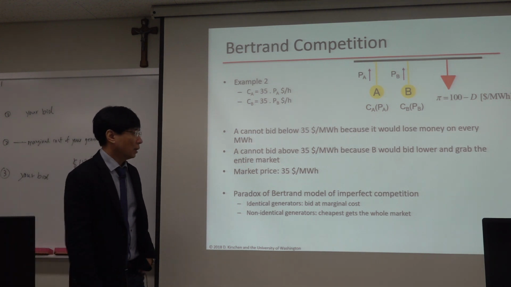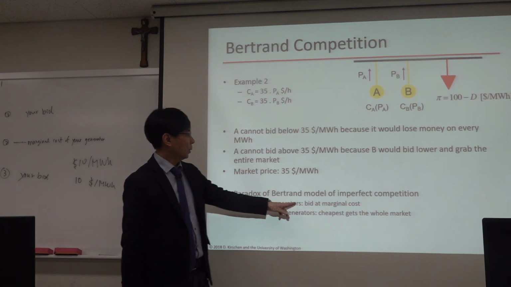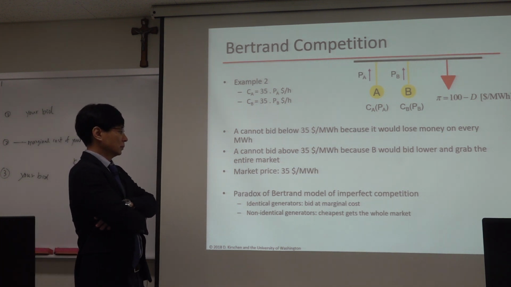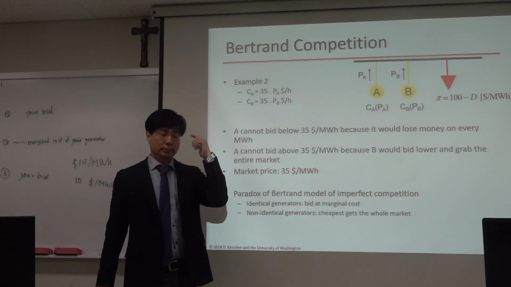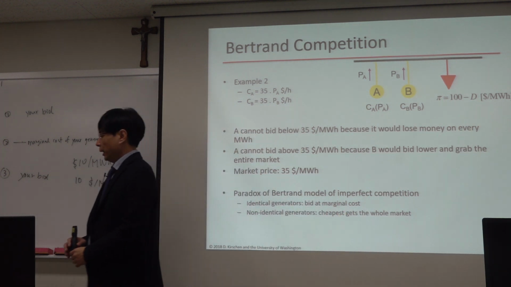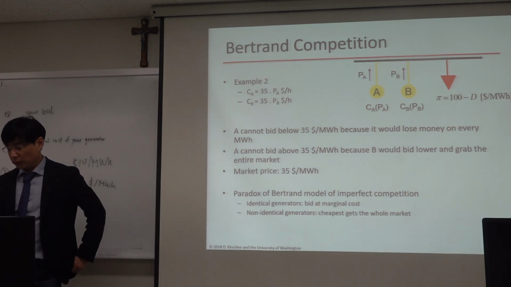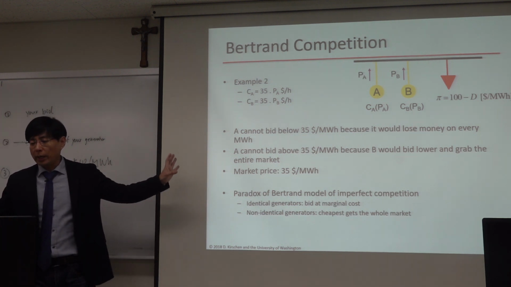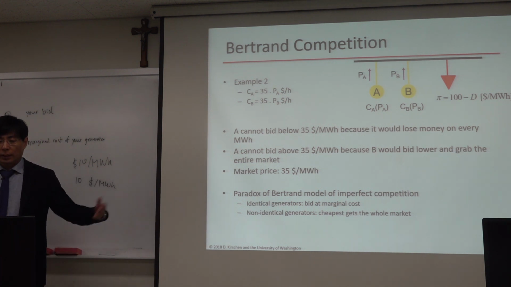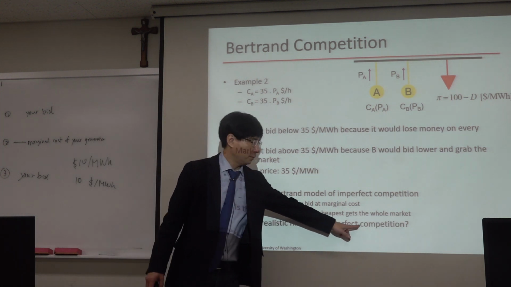Paradox of the Bertrand model of imperfect competition. In the case of identical generators, both bid at marginal cost, and when the marginal costs are different, the cheapest gets the whole market. This is too simplified. So let's consider another strategy. This is a game in price, but not quite good for the electricity market. Is it a realistic model of imperfect competition? No.